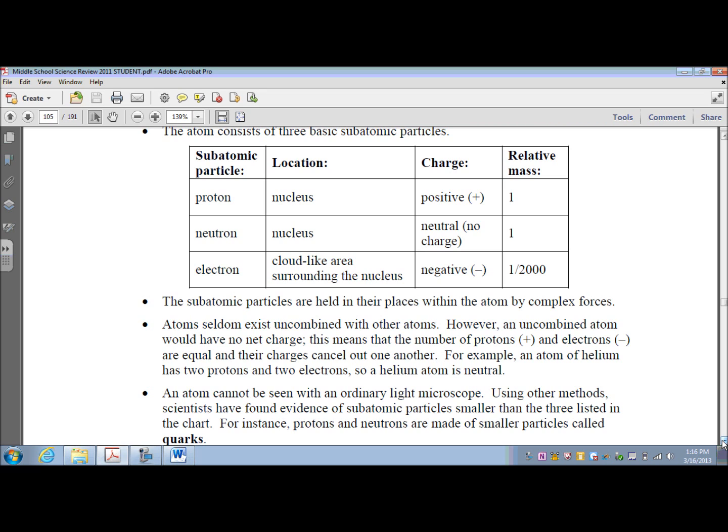The subatomic particles are held in their places within the atom by complex forces. Atoms seldom exist uncombined with other atoms. However, an uncombined atom would have no net charge. This means that the number of protons, which are positive, and the electrons, which are negative, are equal, and their charges cancel each other out. For example, an atom of helium has two protons and two electrons. So a helium atom is neutral.